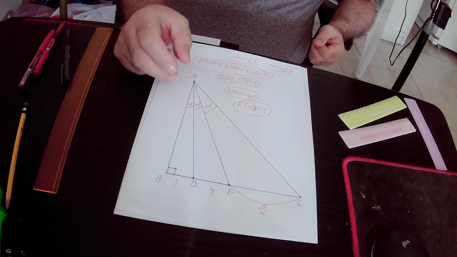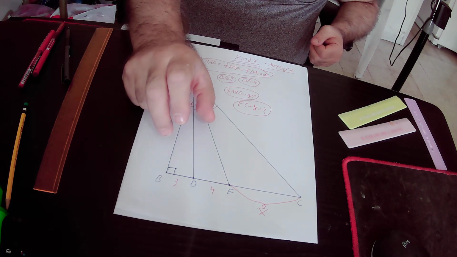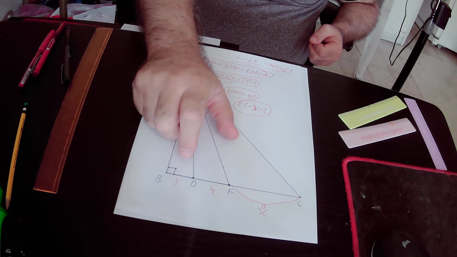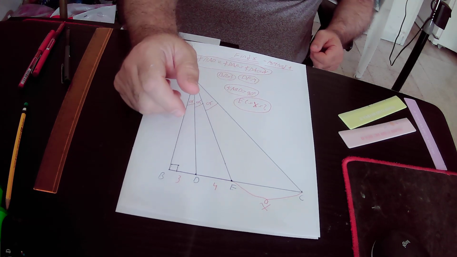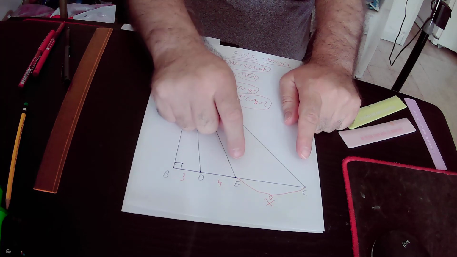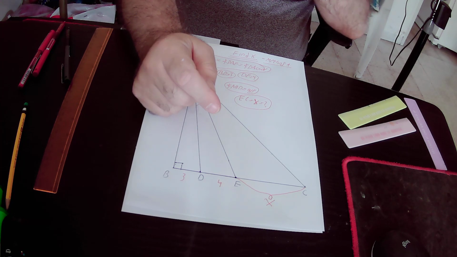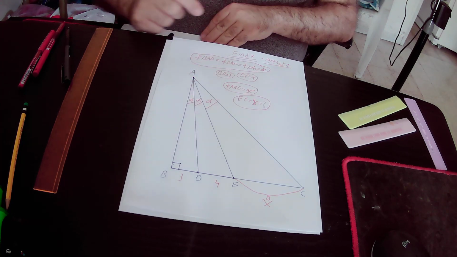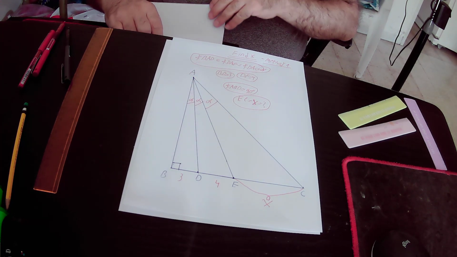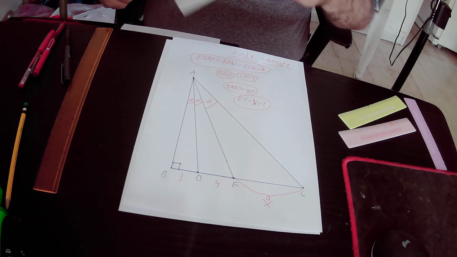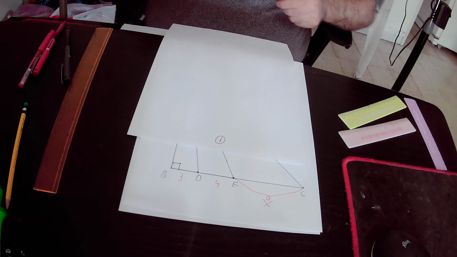And we also know that BD equals 3 units, DE equals 4 units, and we want to find out the value of AC, that is x. Okay, so first of all I will present to you the angle bisector theorem. So what is the angle bisector theorem?